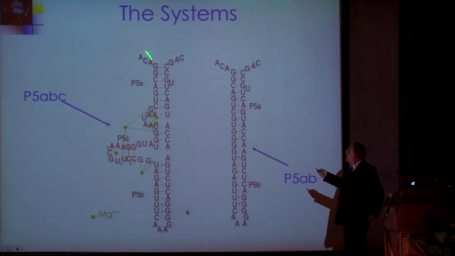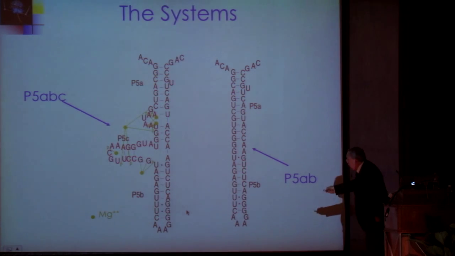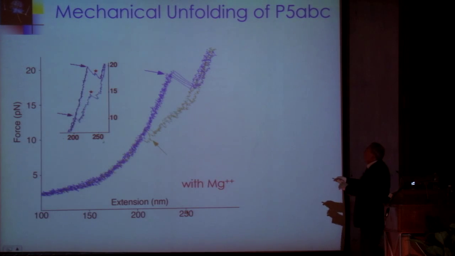Well, it turns out this molecule, in the presence of magnesium, can adopt tertiary structure. Not only secondary structure, but tertiary structure. Well, immediately that makes things a lot more complicated. Notice that when we unfold the molecule, we see an intermediate. The unfolding occurs in two steps. In this case, first step, second step.